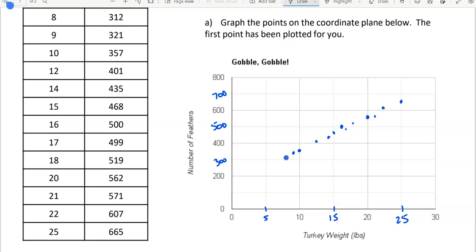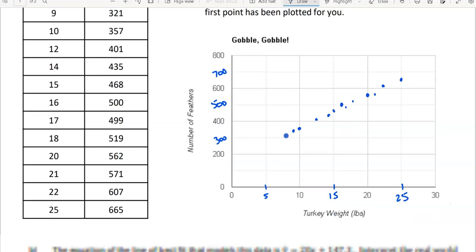So we're using our best guess. It's not a perfect line. It kind of goes up and down. It's a little wobbly, but that's what happens when you have real data. Real data doesn't usually give you a perfect line. So here we go. We have a table of values, and then we also graphed our points on a line.